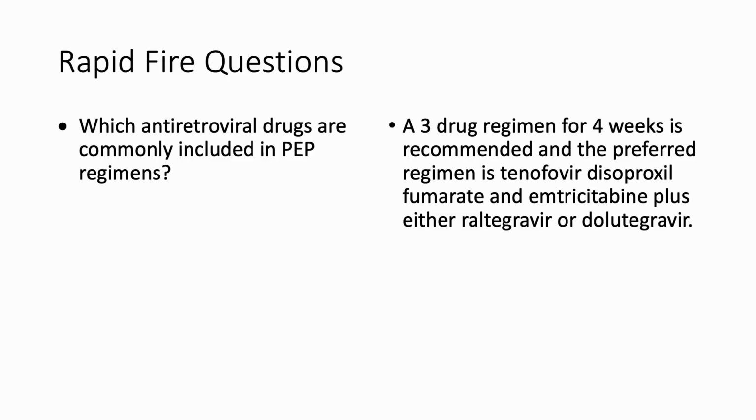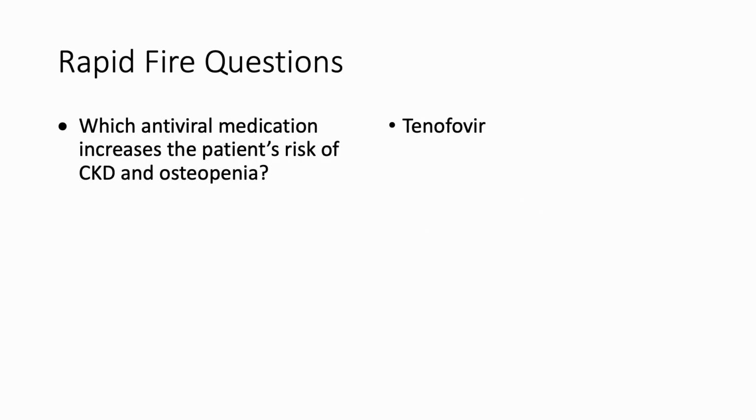Which antiretroviral drugs are commonly included in post-exposure prophylaxis regimen? A 3-drug regimen for 4 weeks is recommended, and the preferred regimen includes tenofovir, emtricitabine, plus either raltegravir or dolutegravir. Which antiviral medication increases the patient's risk of chronic kidney disease and osteopenia? The right answer is tenofovir.